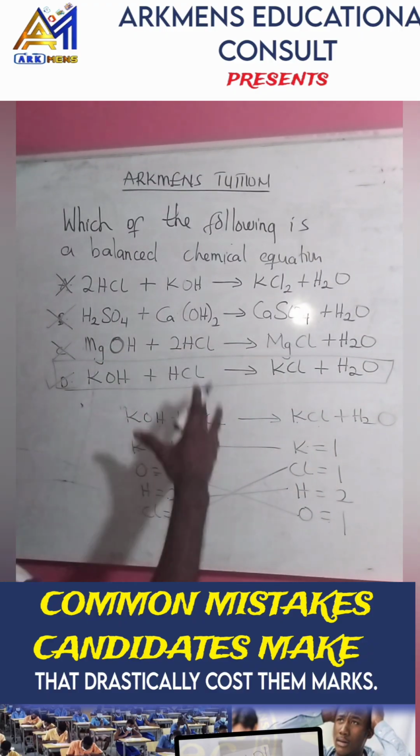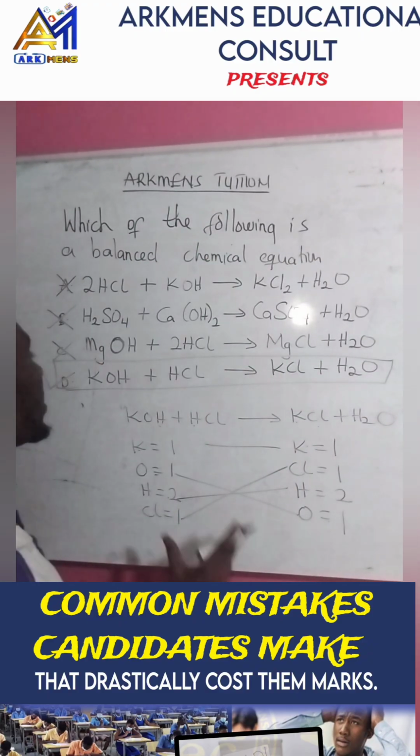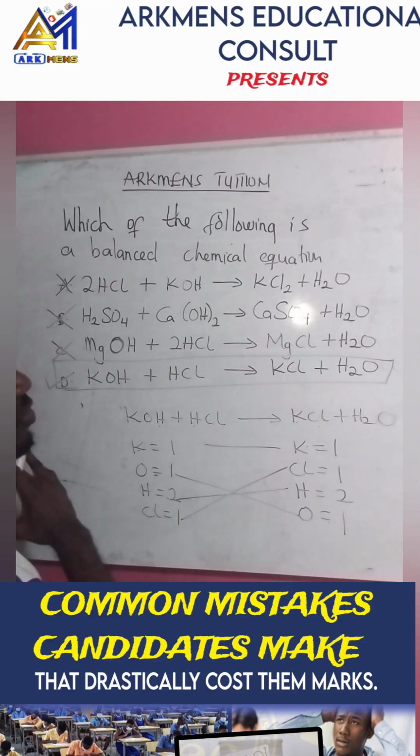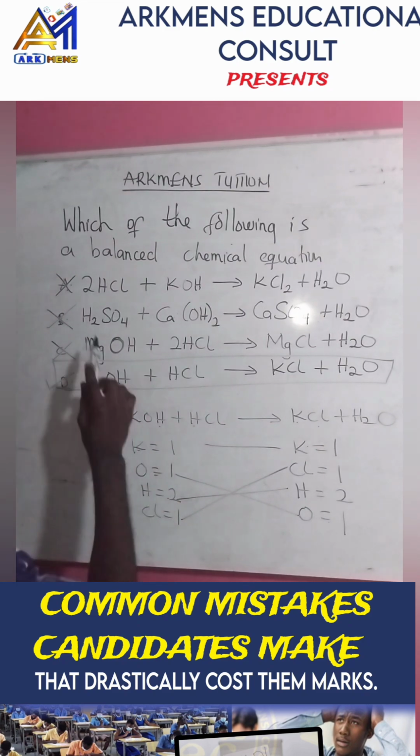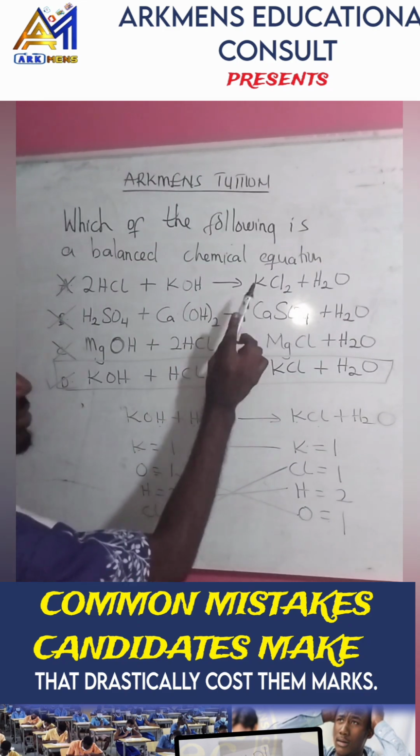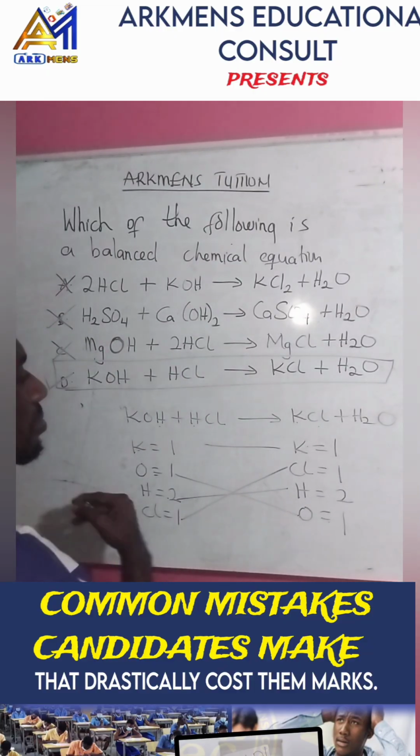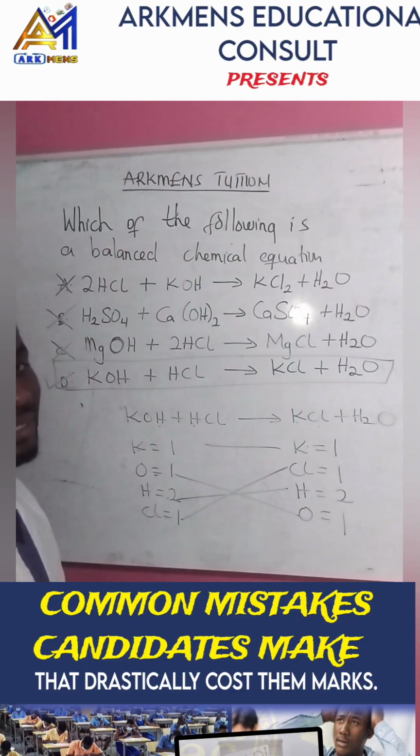So this is an easy way to deal with this type of question. Pick one element and compare it with the other side, until you realize that all the elements are the same. That is the balanced chemical equation. But if you pick the first one and realize that here is 2 and here is 1, don't even continue. Move to the other one, until you find the one that has the elements on the left-hand side being the same as the elements on the right-hand side.